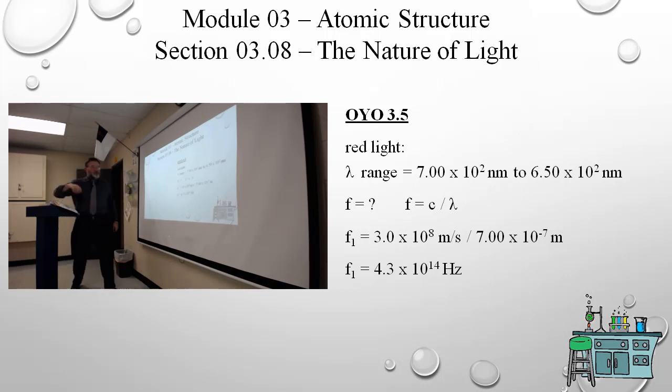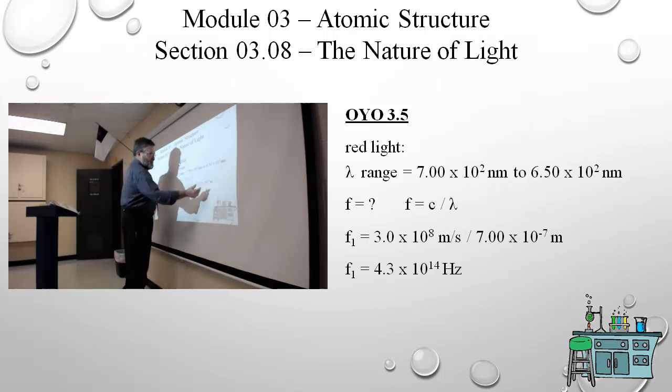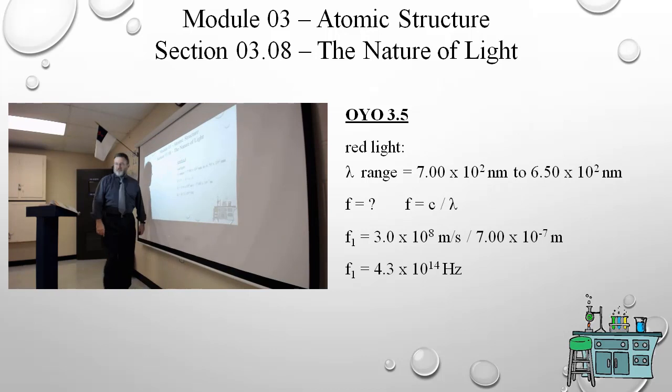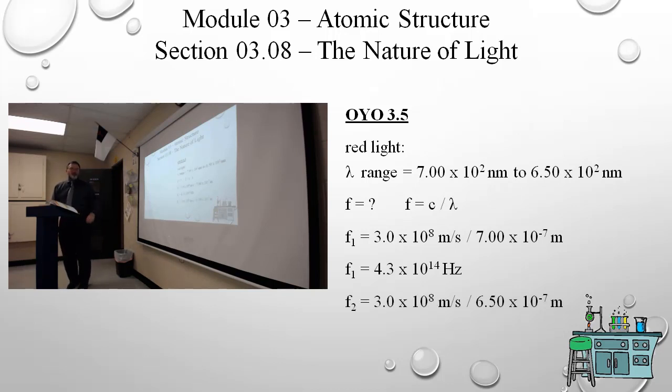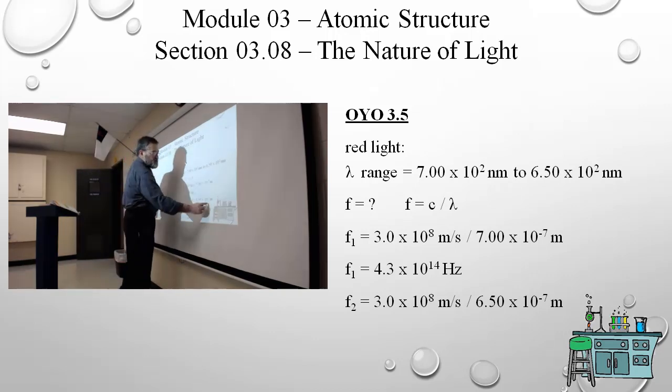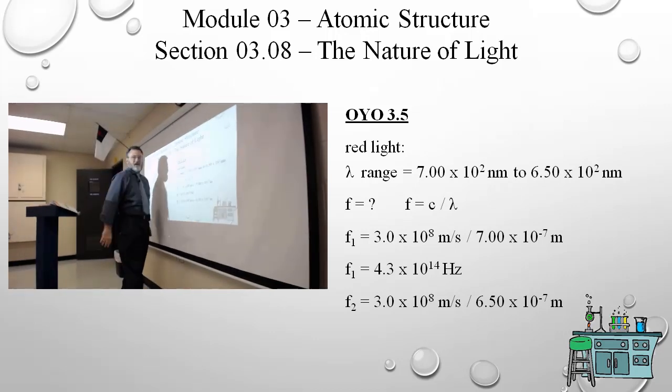Divide that out, we get meters per second divided by meters gives us a 1 per second, which we know is a hertz. And so it's 4.3 times 10 to the 14th. And the other frequency, same thing, using 6.5 times 10 to the negative 7th meters. Maybe this isn't clear how we got 10 to the negative 7th meters from 10 to the second nanometers.